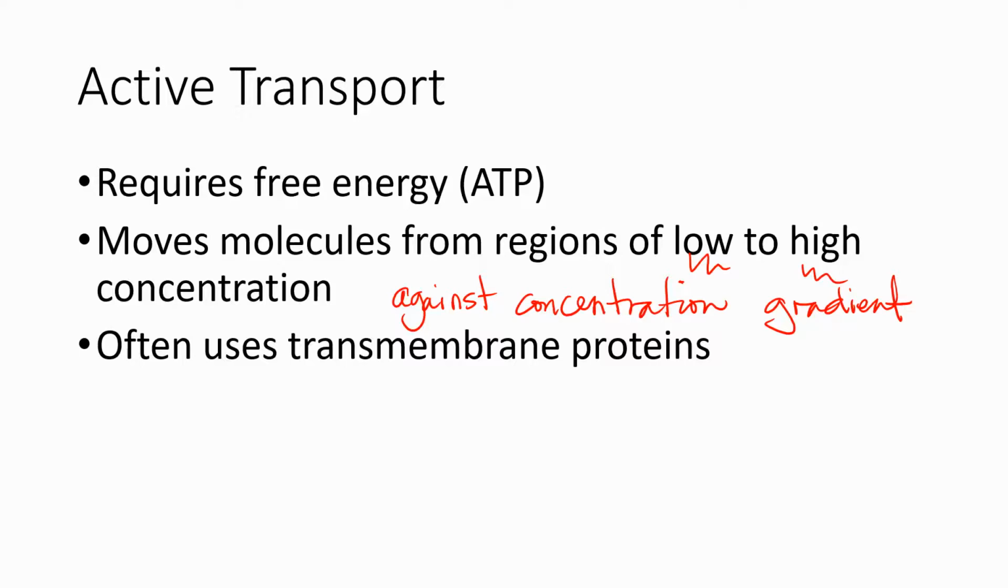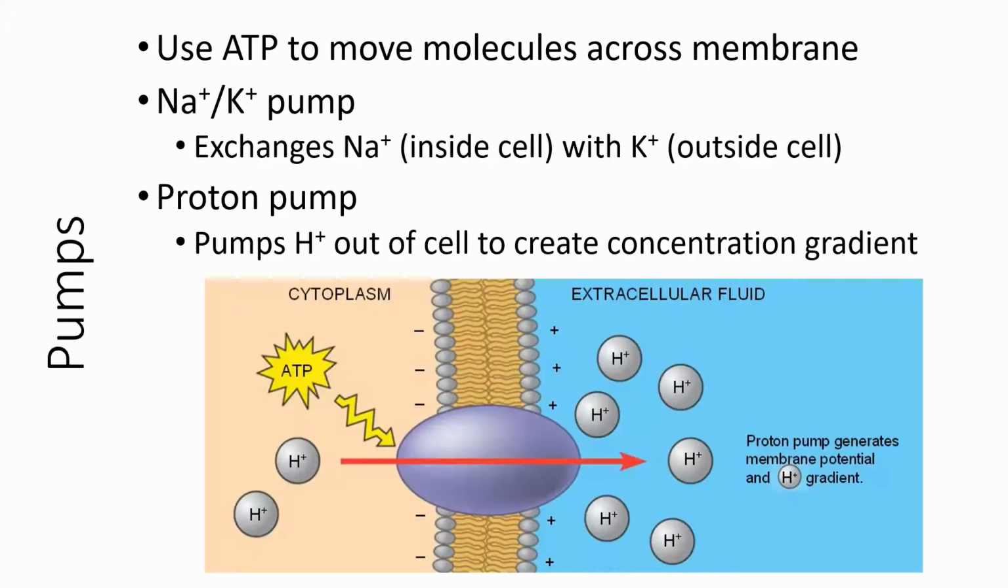This often uses transmembrane proteins, but we're also going to talk about a type of active transport that's not using proteins embedded in the cell membrane. So pumps are going to be the most common type of transmembrane protein that's used. It's going to actively move molecules across the membrane, and there are two very important examples of these. The first, which you probably heard about a little when you were in freshman biology, is the sodium-potassium pump.